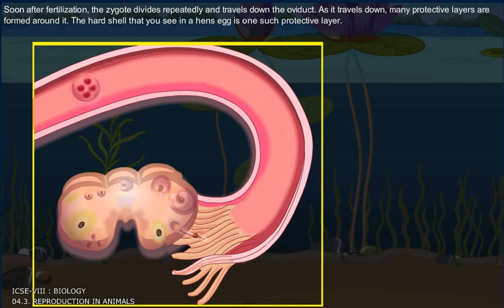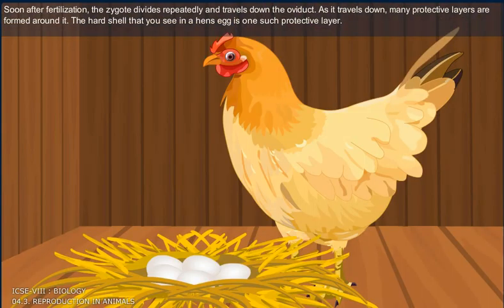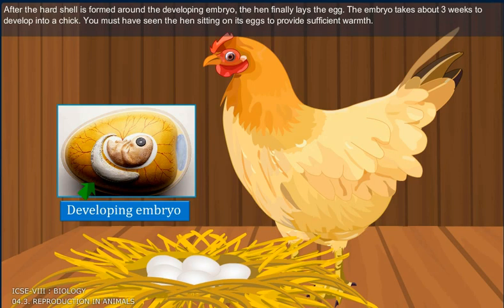As it travels down, many protective layers are found around it. The hard shell that you see in a hen's egg is one such protective layer. After the hard shell is formed around the developing embryo, the hen finally lays the egg. The embryo takes about 3 weeks to develop into a chick.